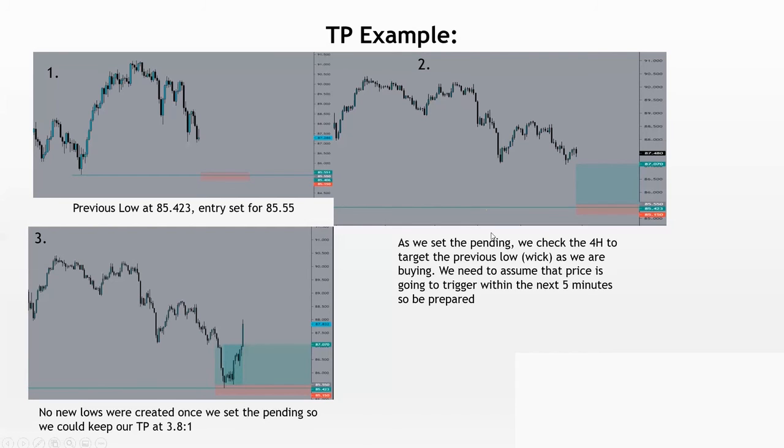So yeah, as we set the pending, guys, we're just going to assume it's retesting, obviously, the 4-hour low and the 4-hour wick. We're assuming that price is triggering within the next 5 minutes. If price triggers in the next 5 minutes, then we're assuming it's just going to retest this previous low. Okay? So now looking at the final picture on the right, no new lows were made once we set the pending. So actually then we got triggered into the trade and we achieved a take profit of 3.8 to 1.